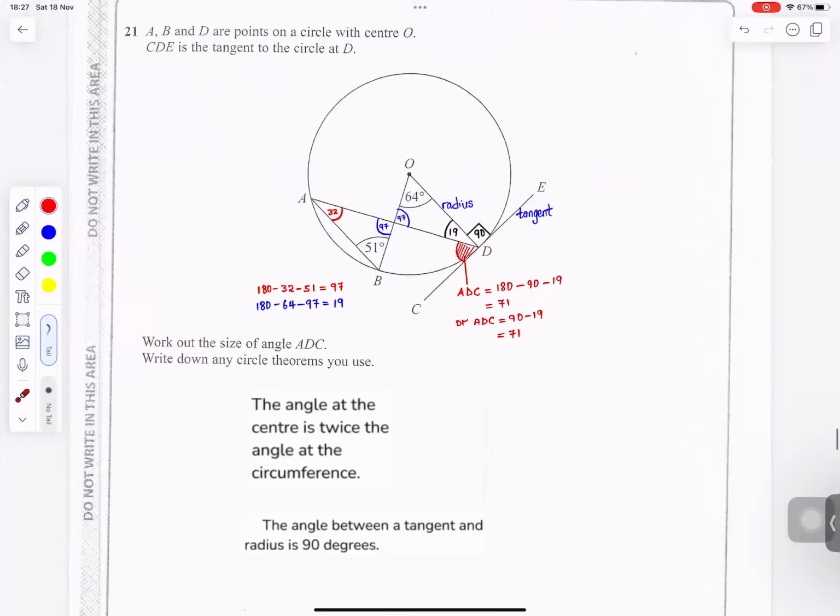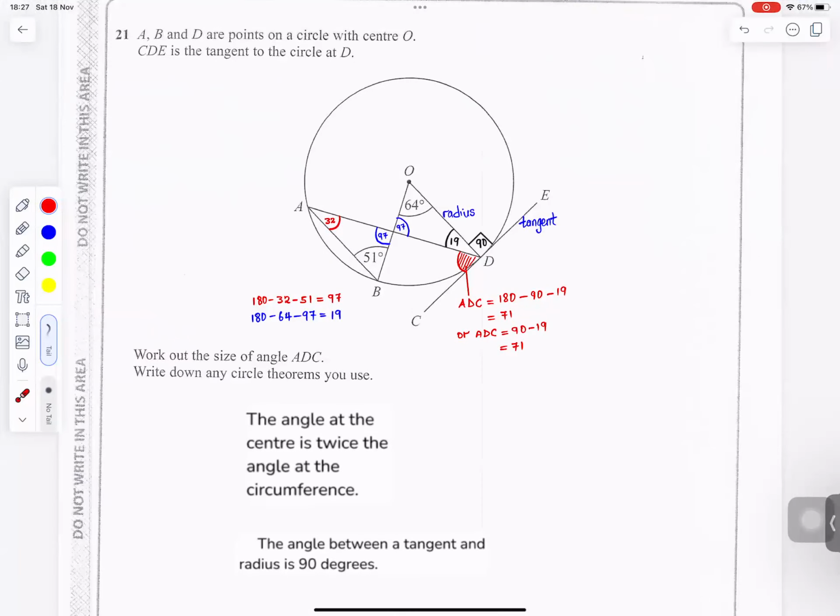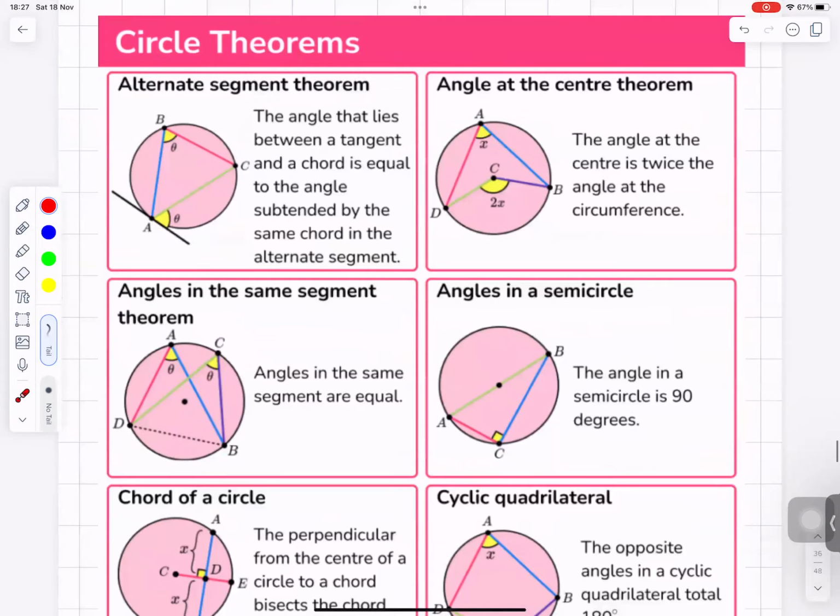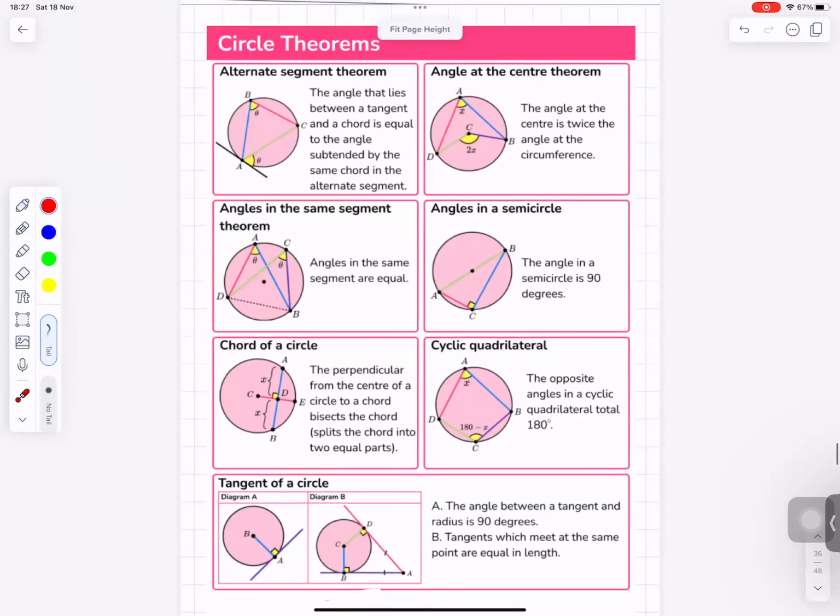And the reasons are the circle theorems are used. Angle at the center is twice the angle at the circumference. The angle between the tangent and the radius is 90 degrees. I will show you the circle theorems. And the one I've used is this one, a circle there. The angle at the center is 2 times the angle at circumference. So this one was 64, that will be 32 because 32 times 2 is 64. And the bottom one, tangent and radius, is 90 degrees. That's the second rule there. So that's the correction for that question 21.